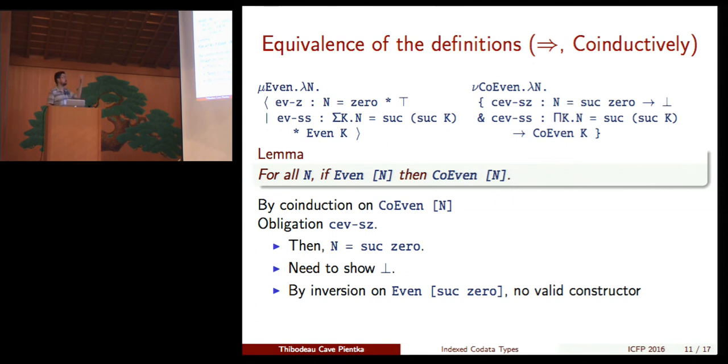And we learned that there's no possible constructor that could have been applied. It's not, because one tells us that n is equal to 0, the other one tells us that n is equal to successor of k for some k. So we're done with that case.